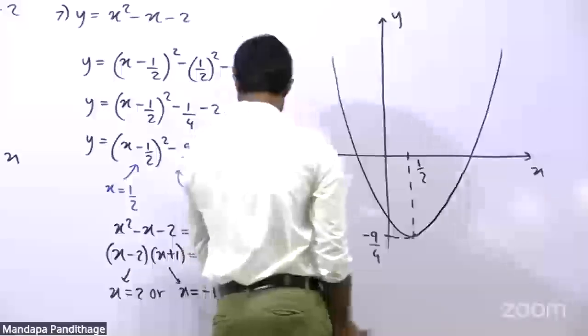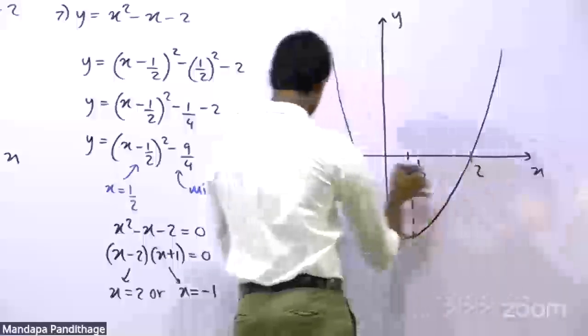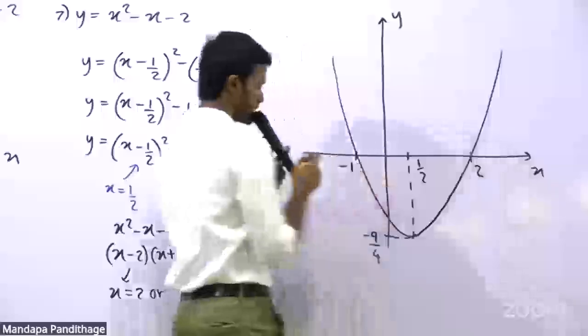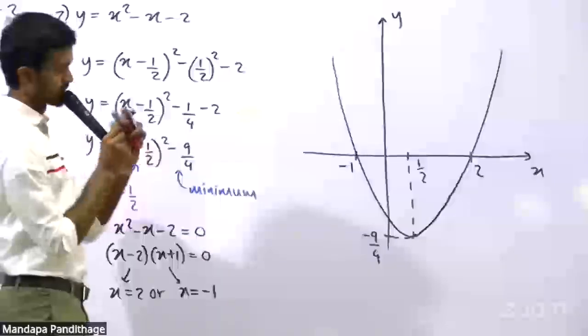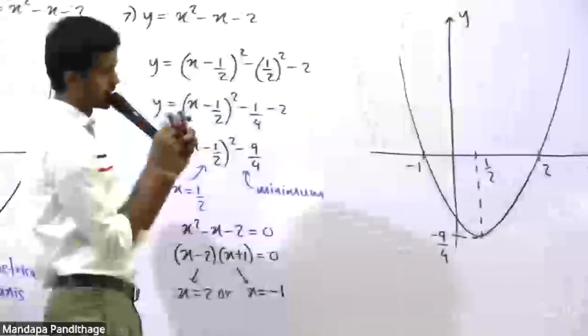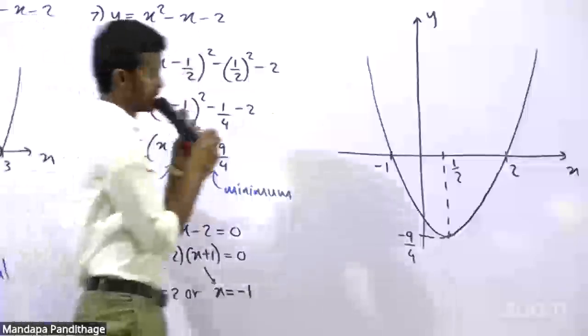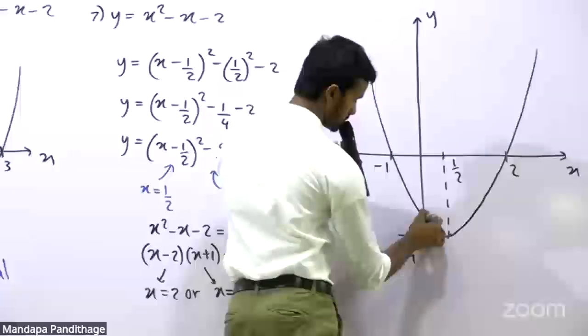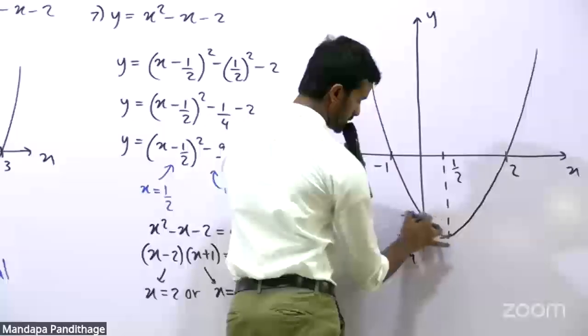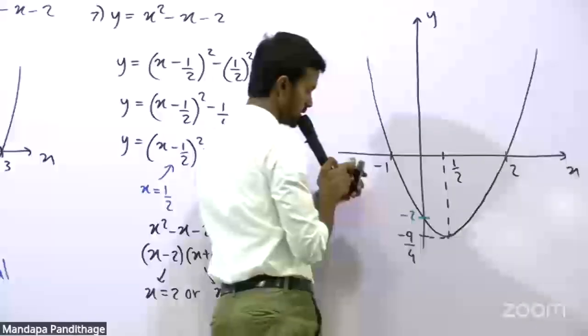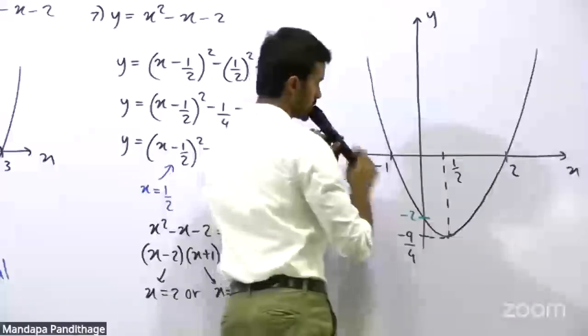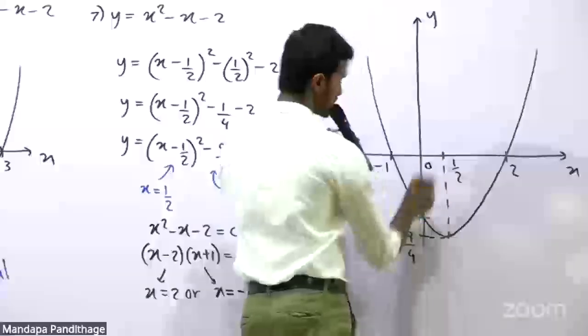So what are the 2 points of intersection? This is x equals 2 and x equals minus 1. I told you, you can easily find the intercept by considering x equals 0. So when x is equal to 0, it's (0, minus 2). How can you get it? By considering x equals 0.